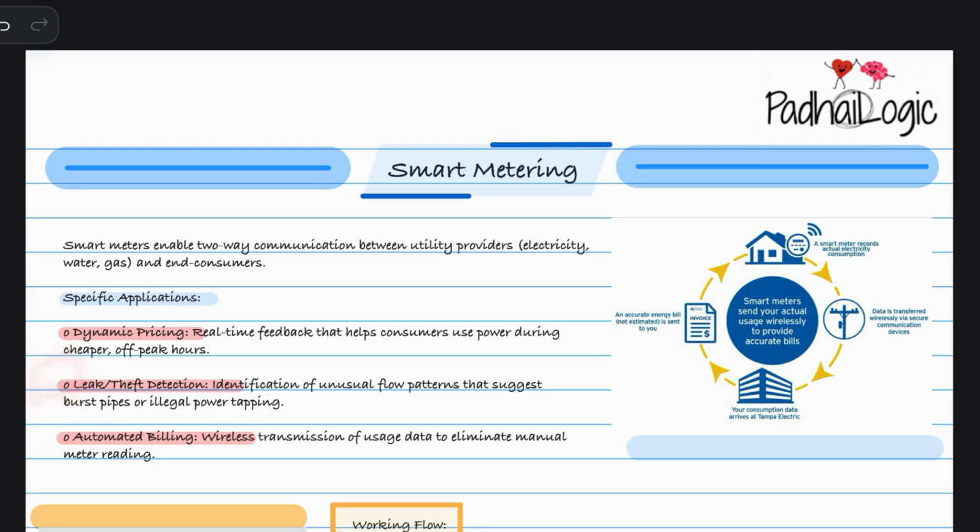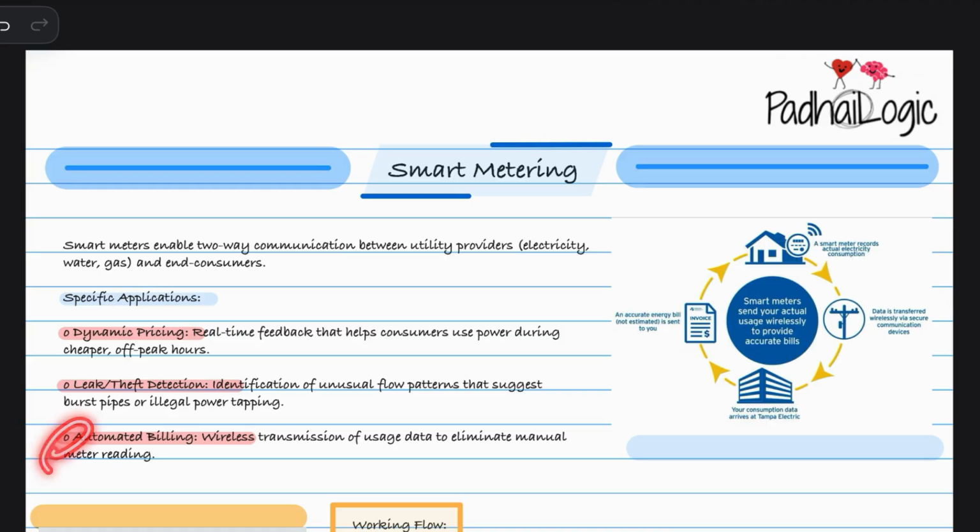Second is the leak or theft detection. So by matching the systemic grid supply numbers with individual household consumption data, the system can instantly flag if there is any unexplained drop in the pressure or voltage, pinpointing a water main burst or an illegal power line tap. So you're able to know where the leakage is or if it is a theft or not. So you are not paying for the energy you're not consuming, right? You are able to identify that.